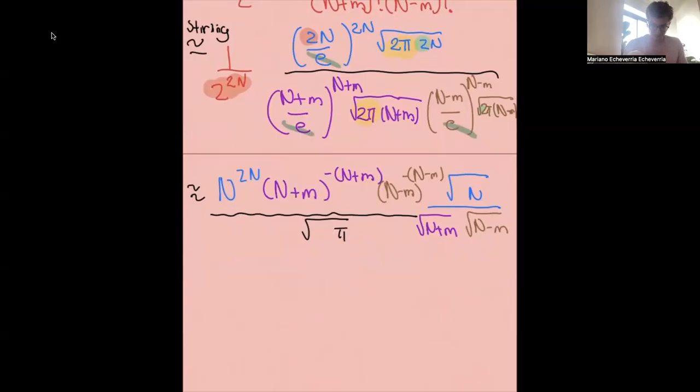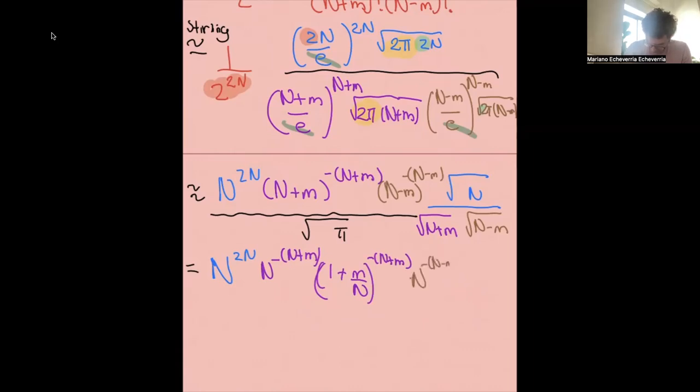So let's continue with this approximation. Let's keep this. I'm going to go slowly. So n to the 2n. If you factorize an n here, you get n to the minus n plus m, right? And then this gives you 1 plus m over n to the minus n plus m, okay? And if you do the same for the other one, you get n to the minus n minus m times 1 minus m over n to the minus n minus m.